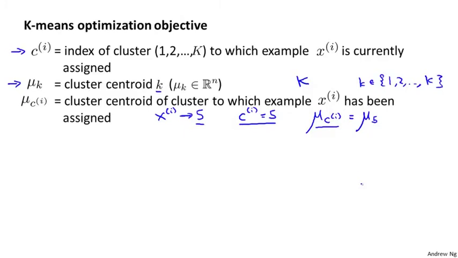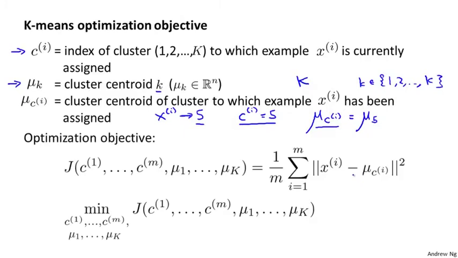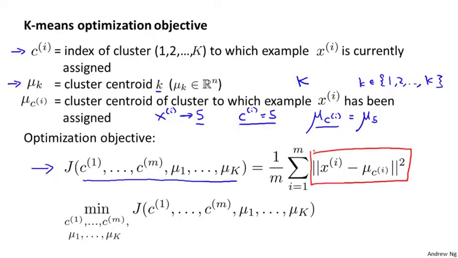Armed with this notation, we're now ready to write out the optimization objective of the k-means clustering algorithm. And here it is. The cost function that k-means is minimizing is a function J of all of these parameters, c1 through cm and mu1 through mu K, that k-means is varying as the algorithm runs. And the optimization objective shown on the right is the average, or 1 over m, of the sum from i equals 1 through m of this term here that I've just drawn the red box around, the squared distance between each example xi and the location of the cluster centroid to which xi has been assigned.